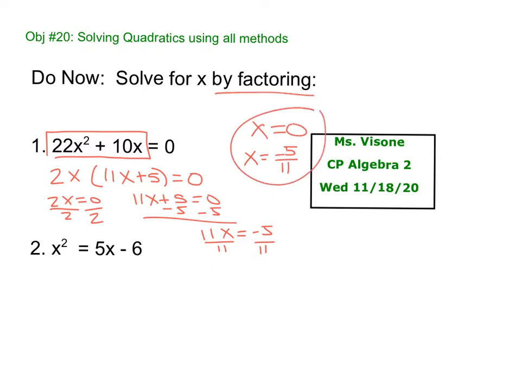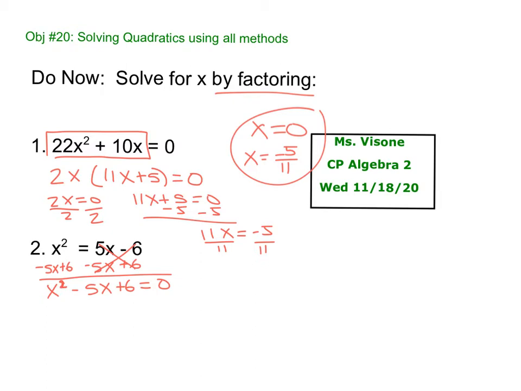All right, and then number 2, notice this one doesn't have a 0 on one side, so we need to make that happen. I'm going to subtract 5x and add 6. Now I do that because I want to keep my x squared positive. If we have x squared negative, we'll have to divide out. So it's an extra step anyways. Once I get 0 on one side, I can factor.